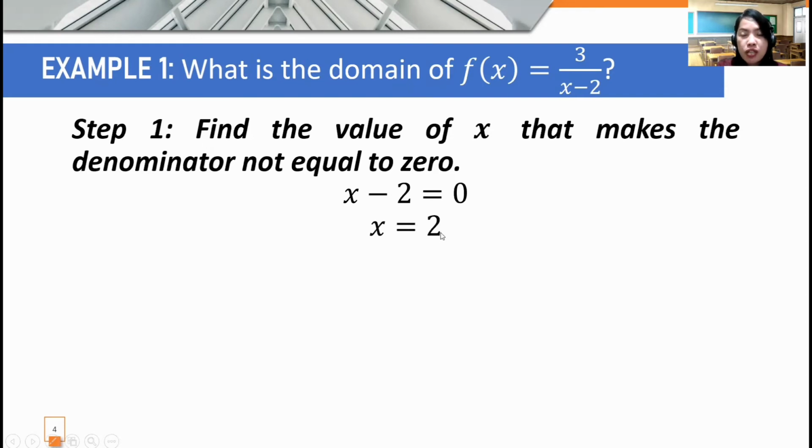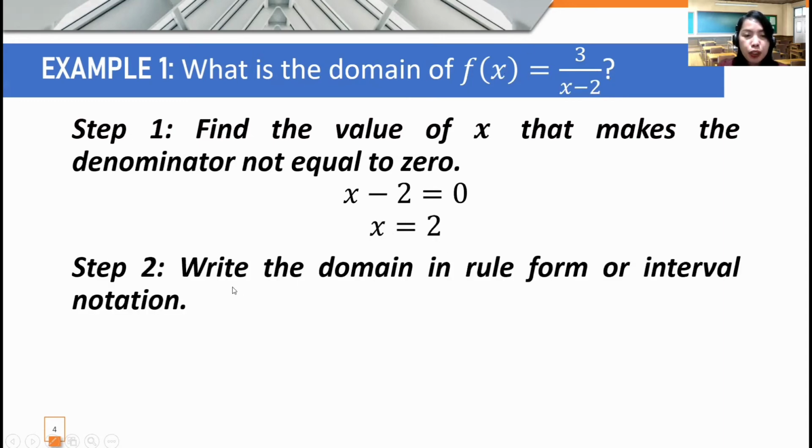If you're going to substitute the value of x, which is 2, to the given rational function in the denominator, that will be 0. And that makes the function undefined. So, yung magiging restriction natin sa domain is positive 2. In step number 2, we have to write the domain in rule form or interval notation.